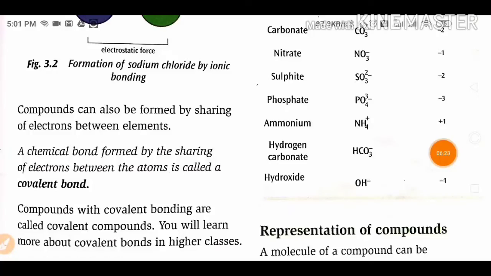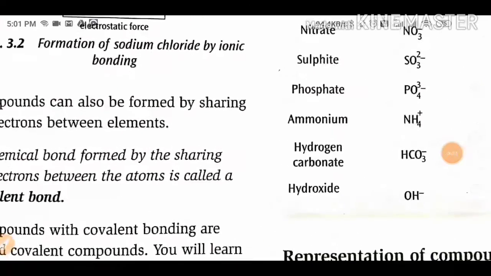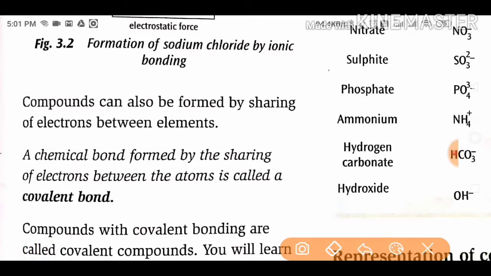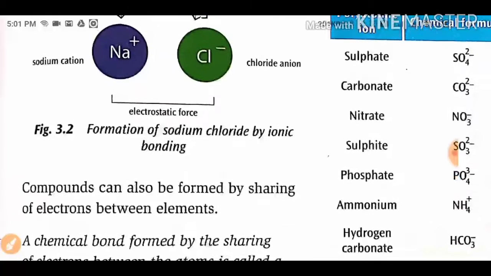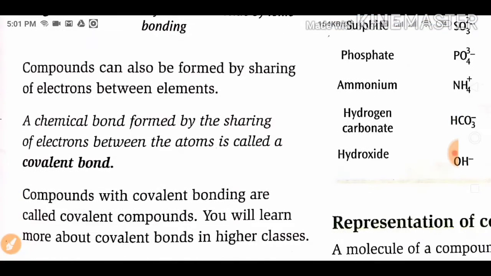Now one more thing is here: compounds can also be formed by sharing of electrons between elements. A chemical bond formed by the sharing of electrons between atoms is called a covalent bond. So here which type of bond is formed? It is a covalent bond because electrons are shared here. Compounds with covalent bonding are called covalent compounds. You will learn more about covalent bonds in your higher classes.